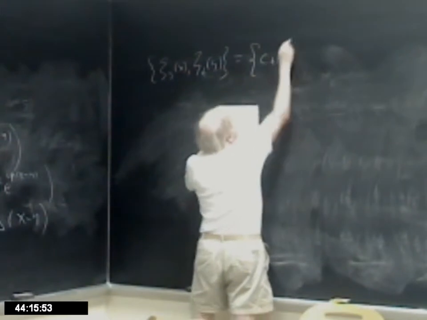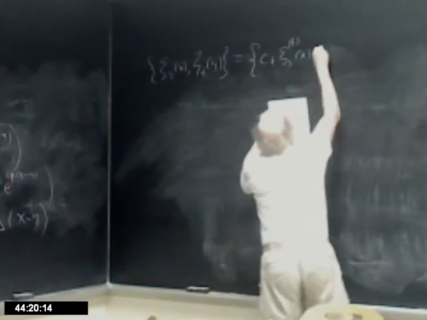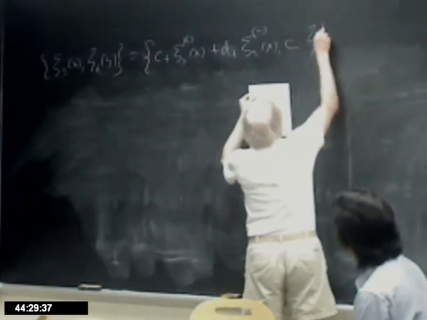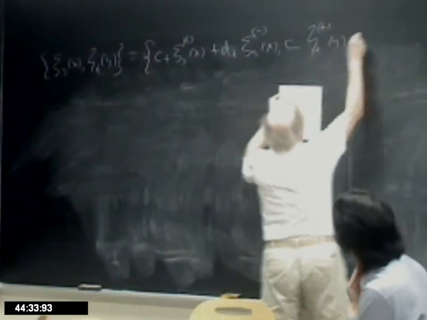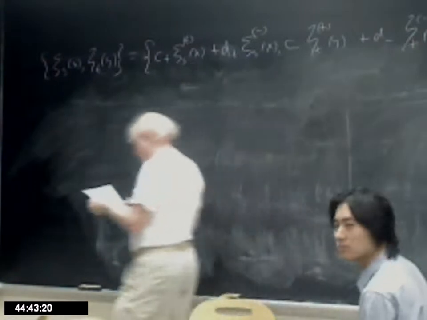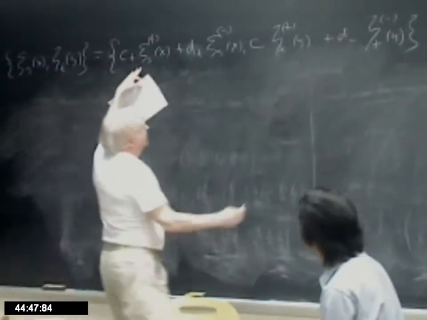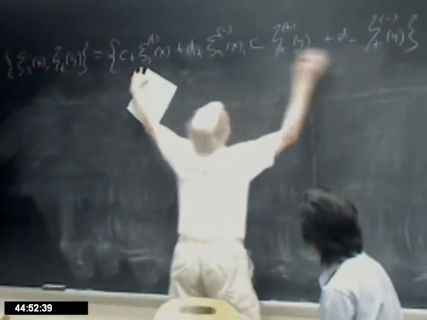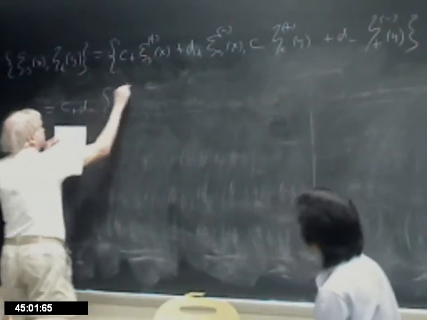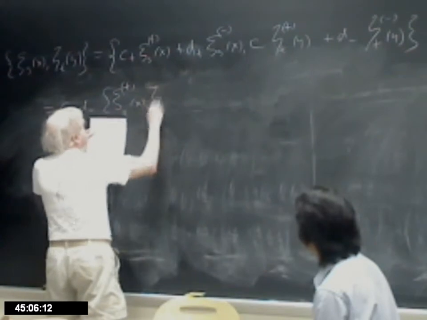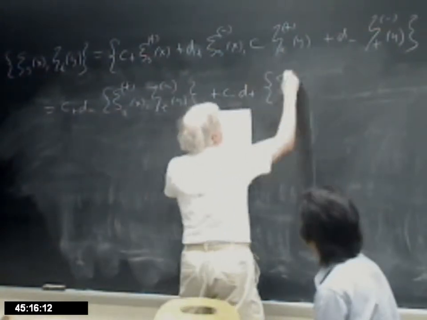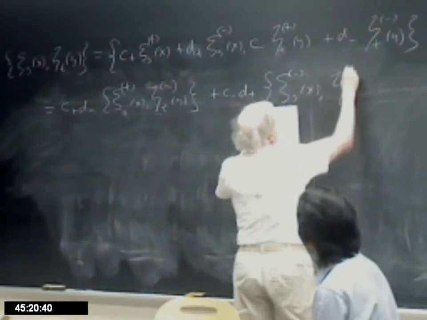We have here C plus, the positive frequency part, sub S of X, plus D plus, the negative frequency part, sub S of X, anti-commuted with C minus zeta plus T of Y, plus D minus zeta minus T. This is the anti-commutator that we're dealing with. Well, C plus, if it's going to cause any trouble, it's when it's dealing with zeta minus, and C minus with zeta plus. And so what this gives us is C plus D minus the anti-commutator of C plus S of X with zeta minus T of Y, and then plus C minus D plus the anti-commutator of C minus S with zeta plus T of Y.